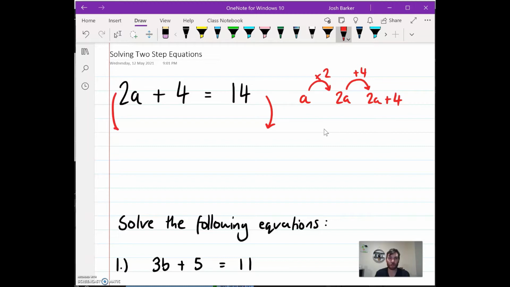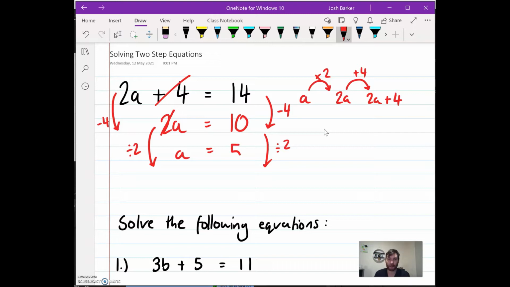So what I'll do to begin with is take away 4 from both sides of the expression. On the left-hand side, 4 take away 4 is going to just be nothing, which is going to leave me with 2a. On the right-hand side, 14 take away 4 is 10. Now, if my number has been multiplied by 2 to give me 10, the opposite step to that would be to divide by 2. And that's going to leave me with the value of my mystery number. So 2a divided by 2 is just a on its own, and 10 divided by 2 is equal to 5.